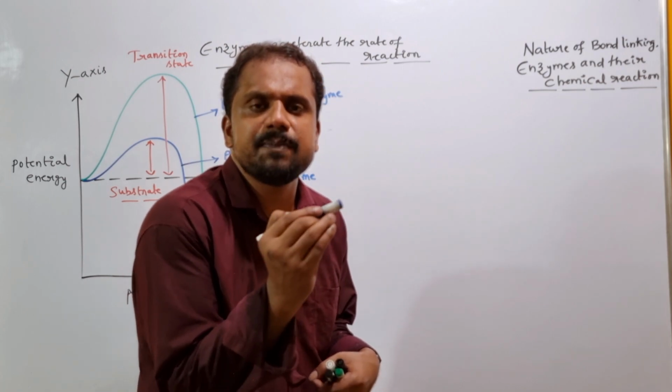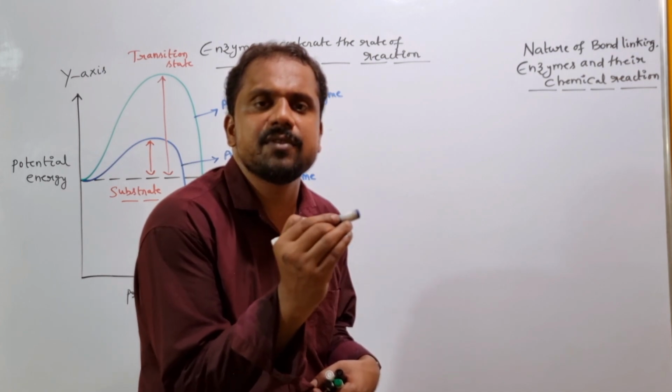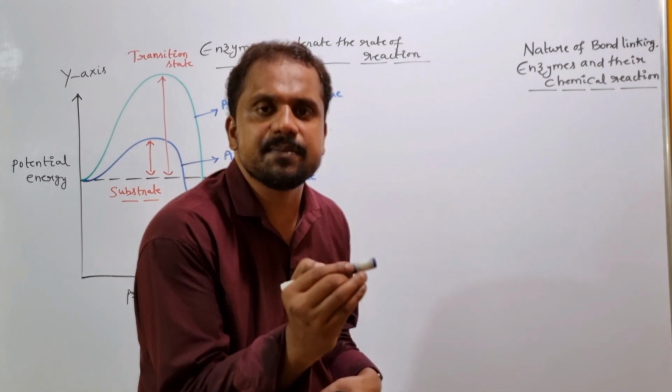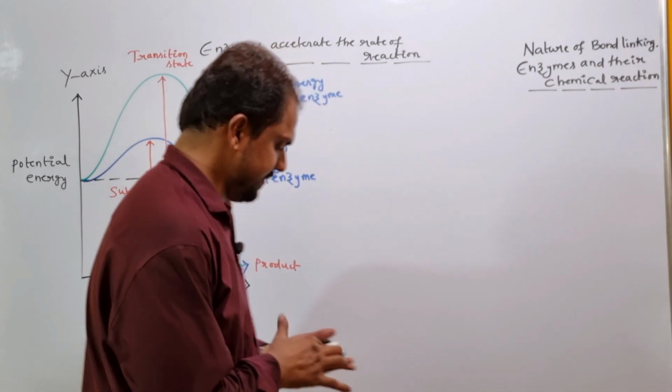To the active site of the enzyme, a specific compound termed as substrate successfully binds. So once the substrate successfully binds to the active site of the enzyme, it leads to the formation of what? Enzyme substrate complex. Is it clear?